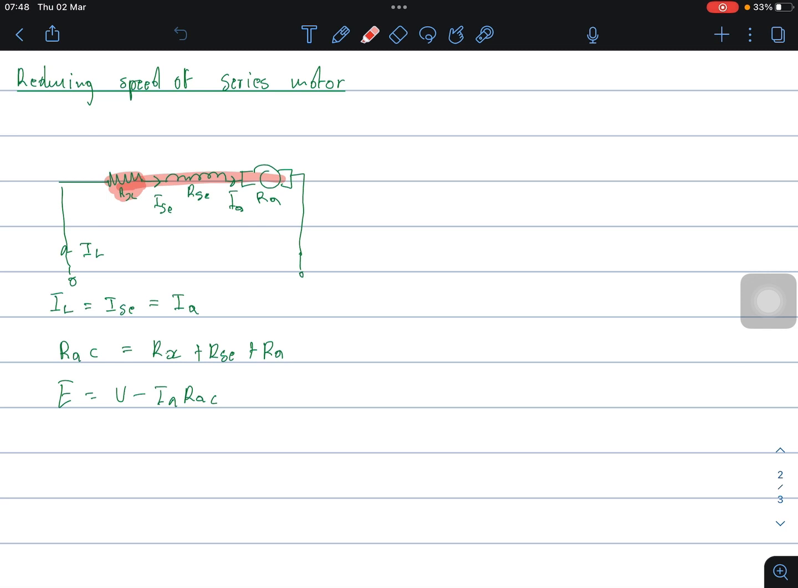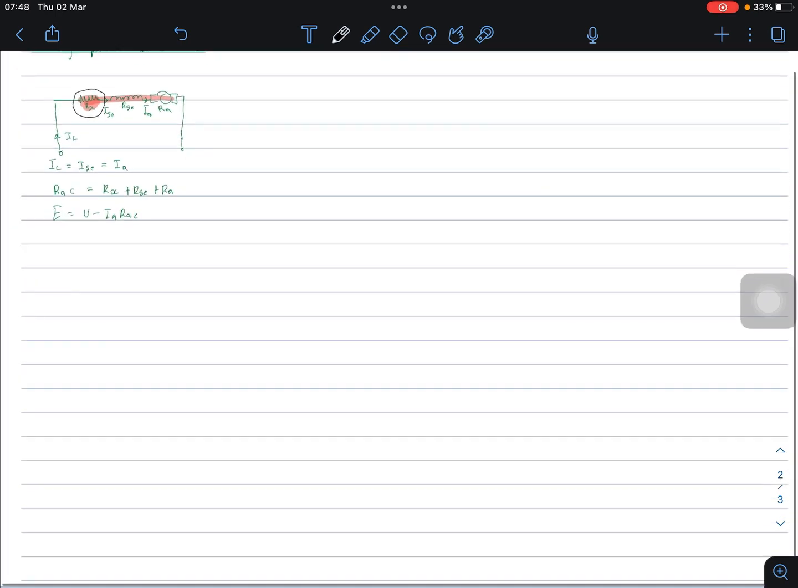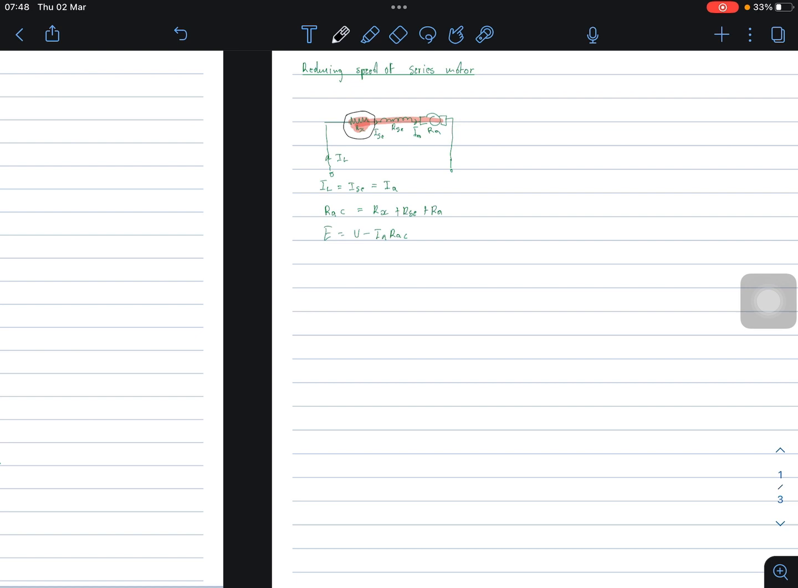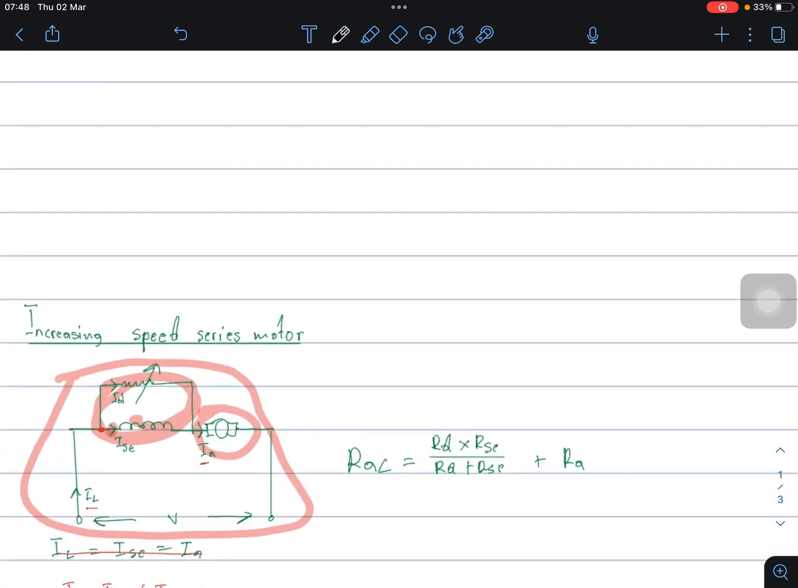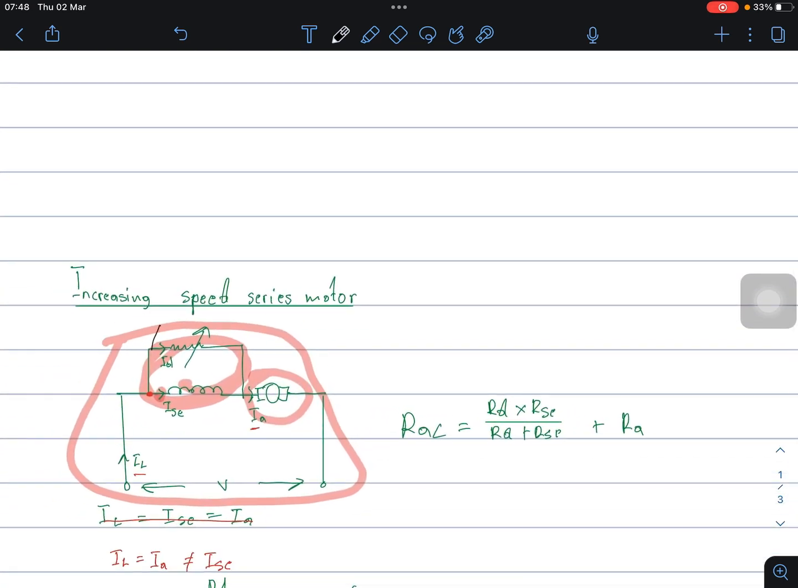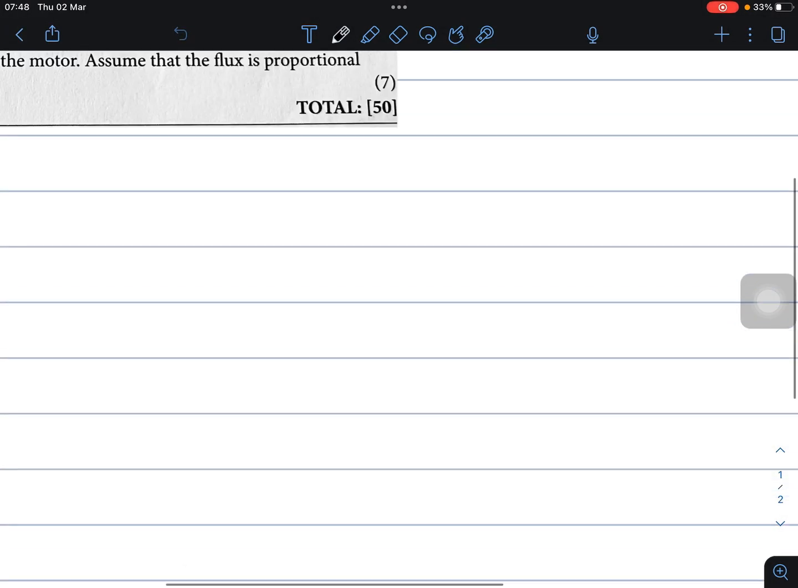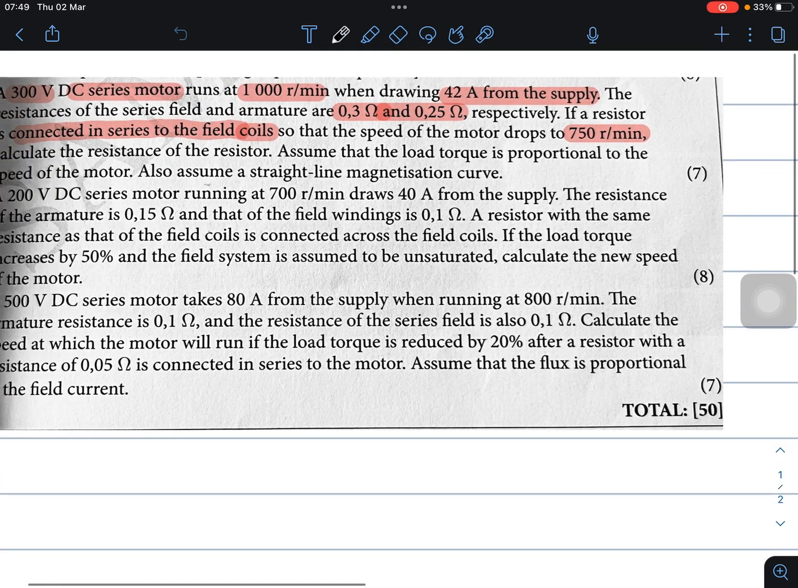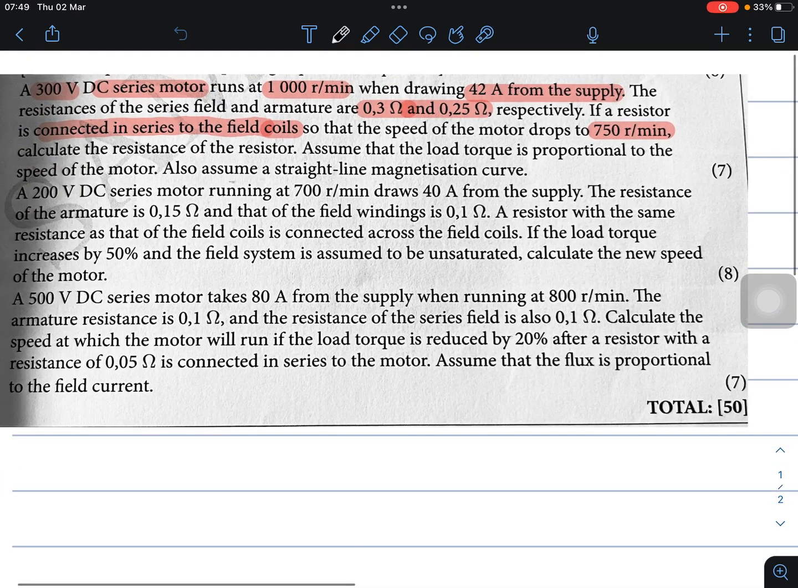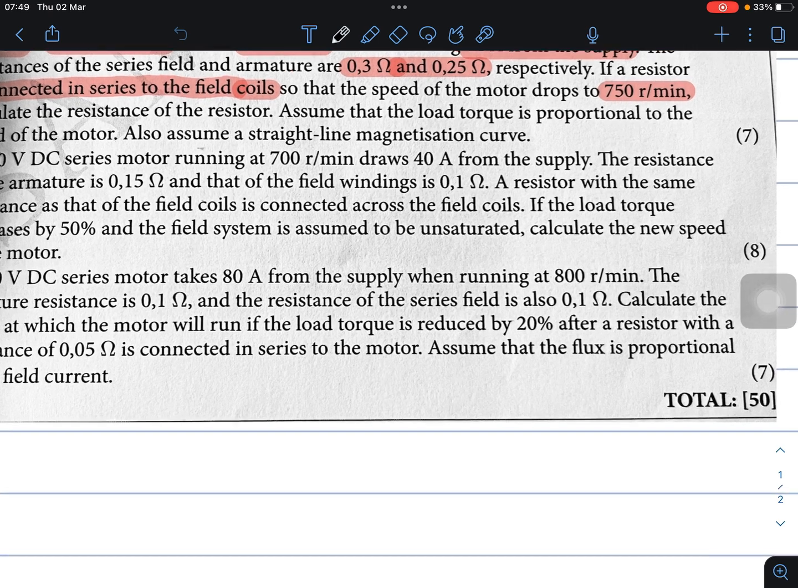To reduce the speed of a series motor, we connect a resistor in series. When we are increasing the speed, we connect a resistor in parallel with the field coil. Hence again, the question: we connect a resistor in series with the field coil, and the speed drops to this value.